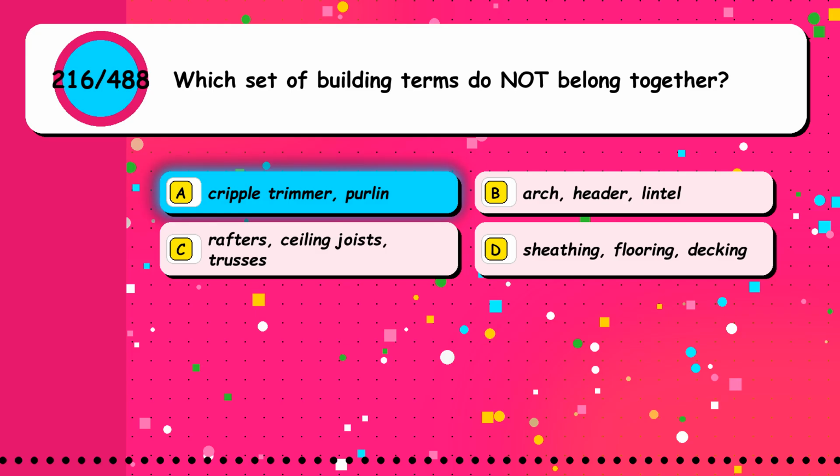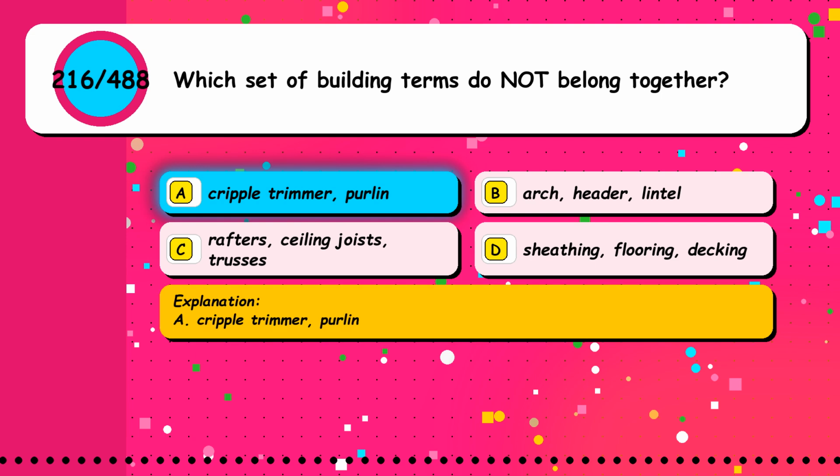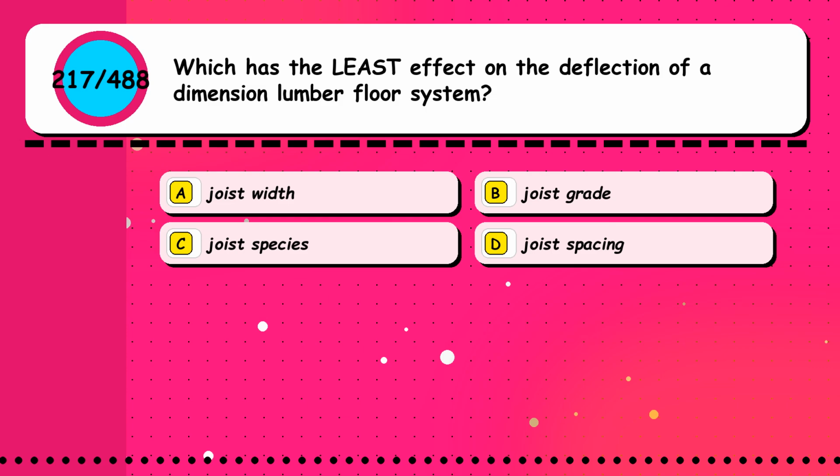The correct answer is option A, cripple trimmer, purlin.